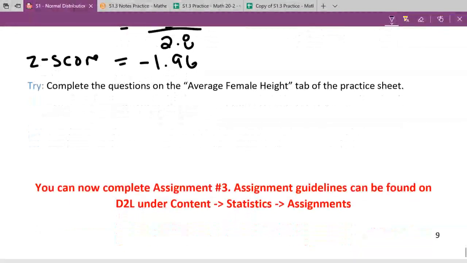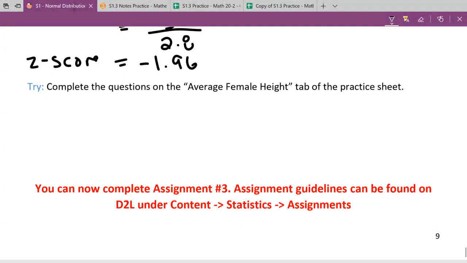So you now have an example. You can work through the second tab on that practice sheet talking about average female height. And you can also complete assignment 3. So again, make sure you're finding that assignment, submitting it, saving your work as a PDF so that we can see your graph. And if you have any questions, drop by your teacher's virtual class, drop by their tutorials, email them any questions. And I hope you are feeling good about this topic of standard deviation and z-scores.